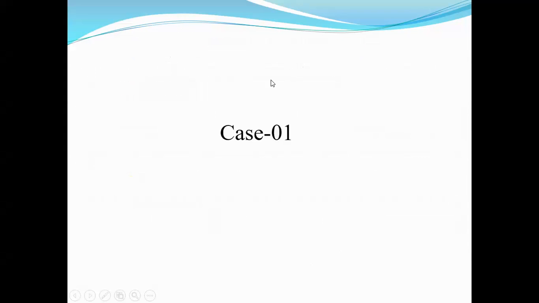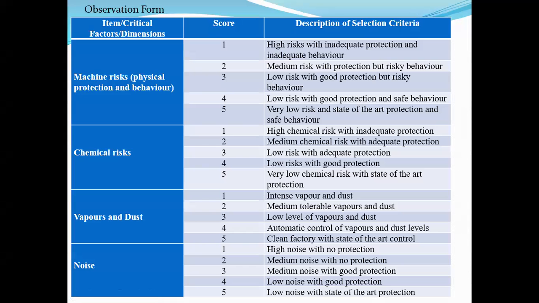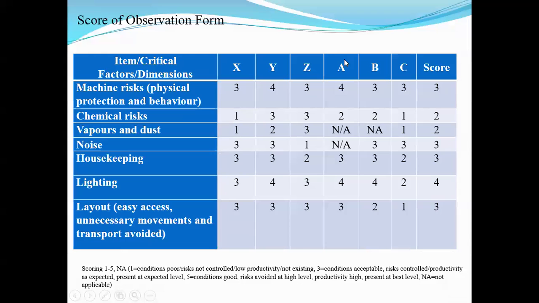Okay, this is the idea, and this is our case one. This is one organization. We consider 1, 2, 3. This is the score. The items are machine risks, physical protection and behavior. Another is chemical risks. We also include vapor, dust, and noise. We also score, with a description of the selection criteria. We also select the criteria.